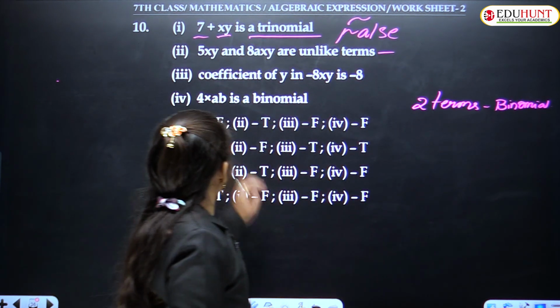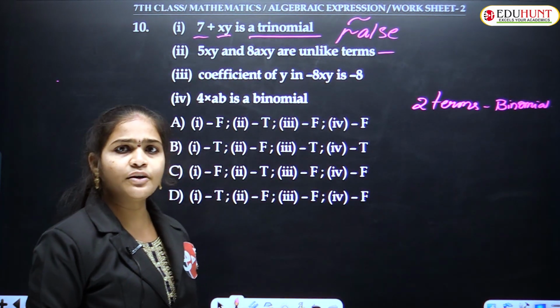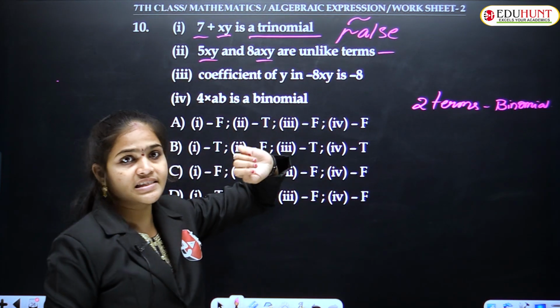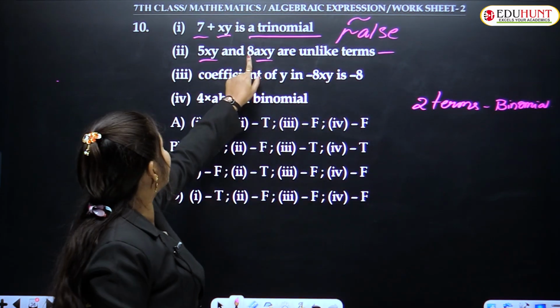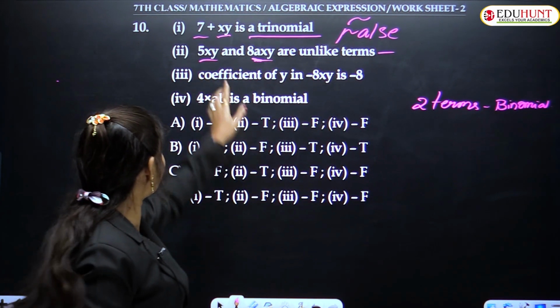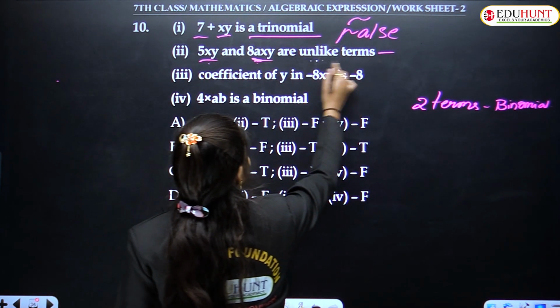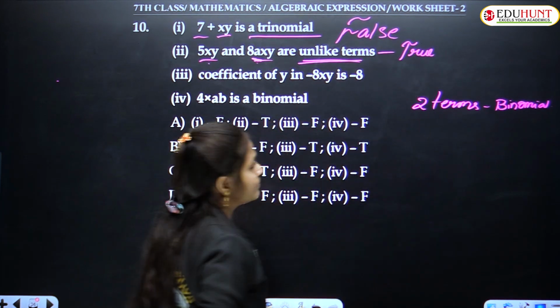Next, 5xy and 8axy are unlike terms. Yes or no? Here you may get a doubt: xy is there here and xy is there here, so why can't we say those two are like terms? Because here one more variable is there, that is axy. Here xy is there, here axy is there. That's why those two are unlike terms. So this is a true statement.